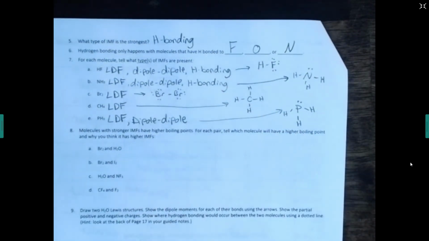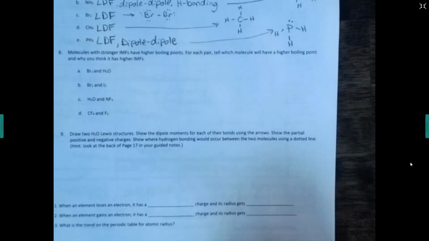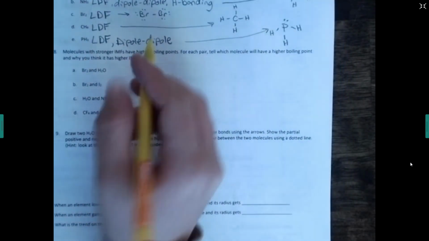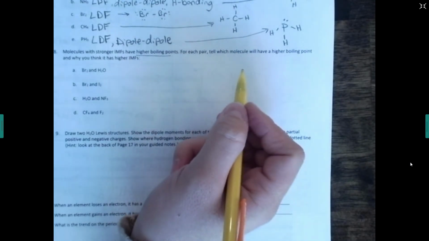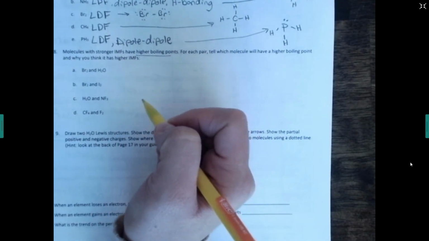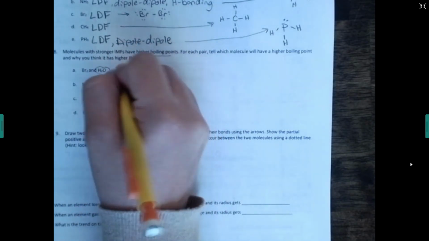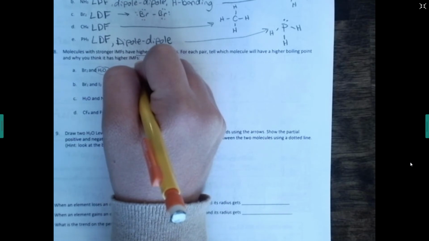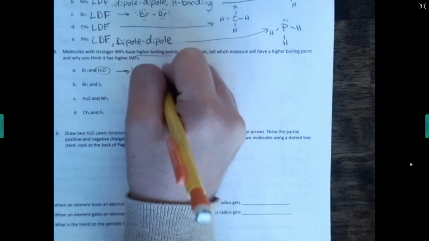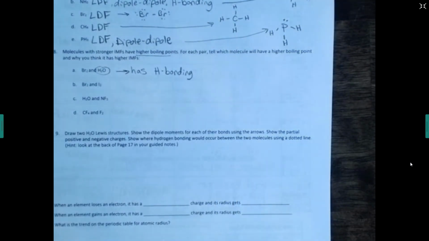Okay? All right, let's look at this. Okay, molecules with stronger IMFs have higher boiling points. For each pair, tell which molecule will have the higher boiling point and why you think that. Okay, so out of these 2, this one's going to have the higher boiling point because it has hydrogen bonding.